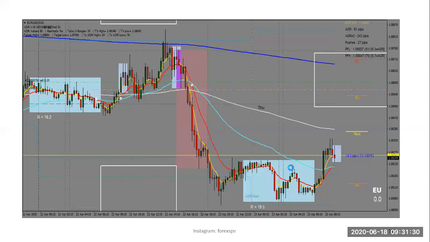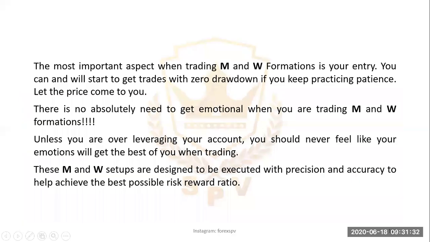Okay. So the most important aspect when trading these M's and W's is your entry. You can and will start to get good trades with zero drawdown if you keep practicing patience. So let price come to you. You need to wait for the M to complete, for the W to complete.